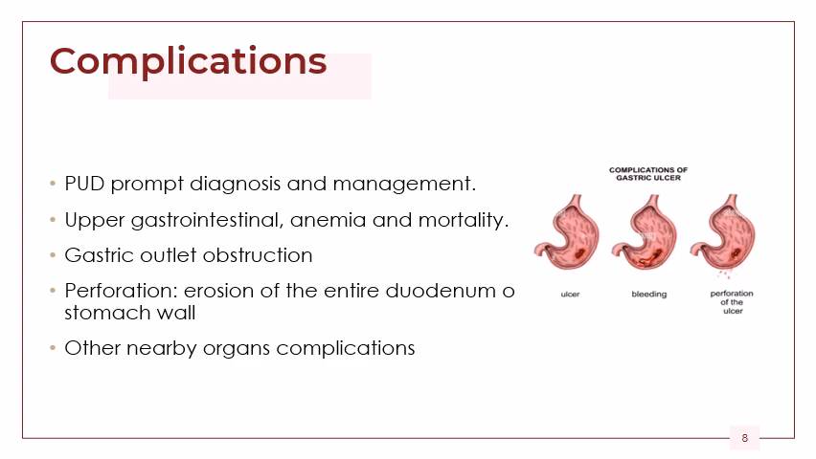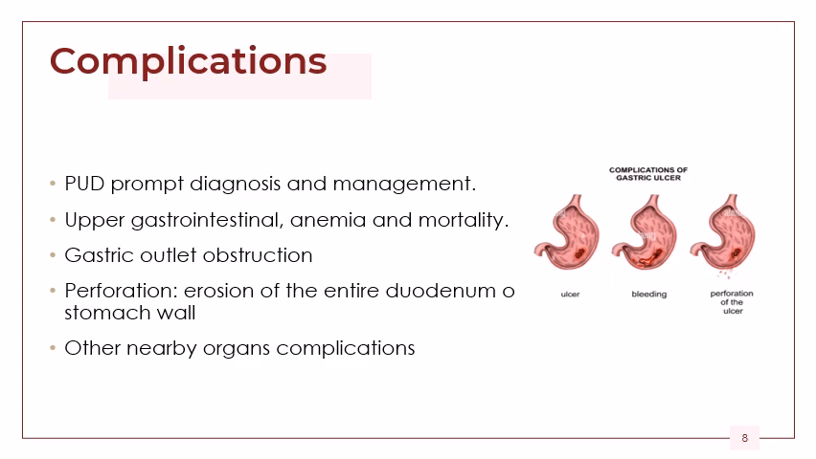Complications. What are the complications? PUD requires prompt diagnosis and management. Looking at upper gastrointestinal bleeding, anemia and mortality, gastric outlet obstruction, perforation, erosion of the entire duodenum or stomach wall, and other nearby organs. PUD is a serious condition that requires prompt diagnosis and management to prevent life-threatening complications.